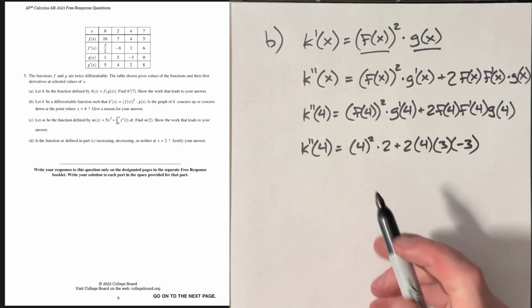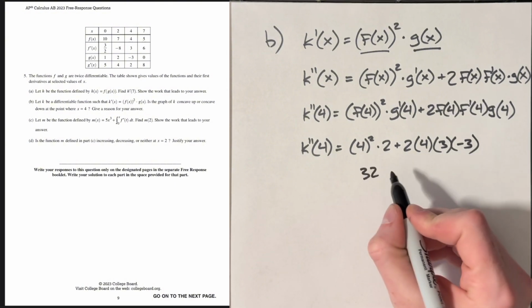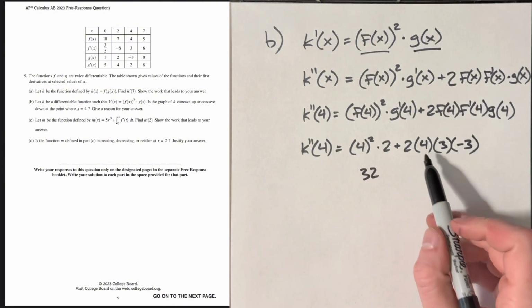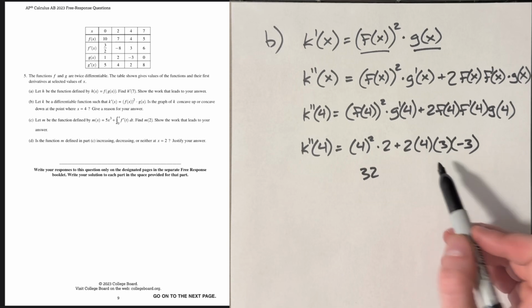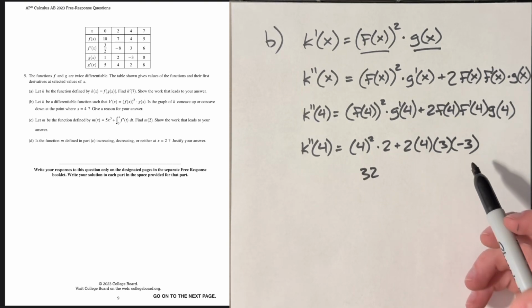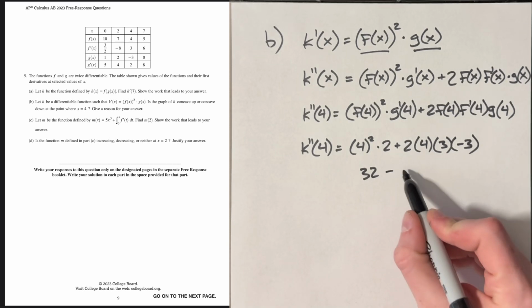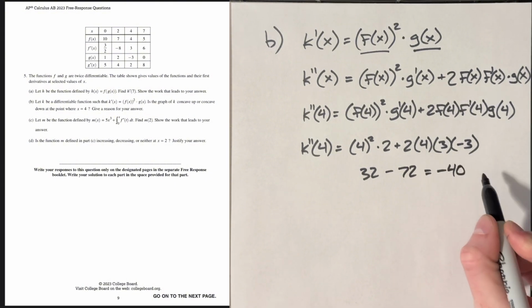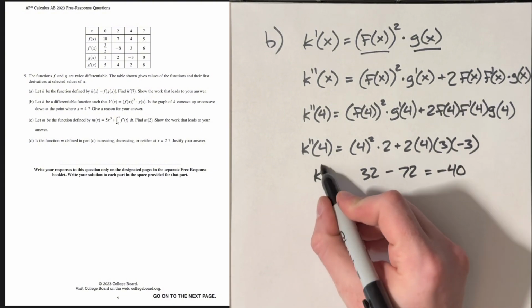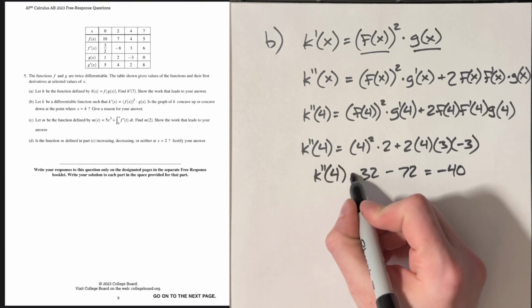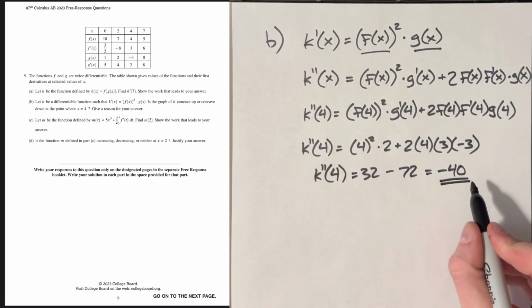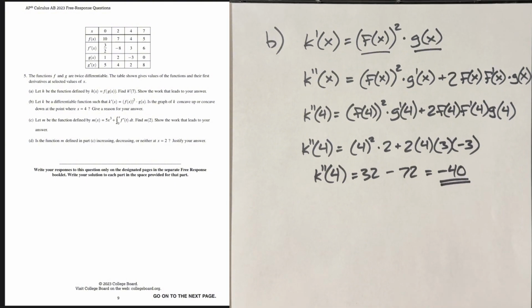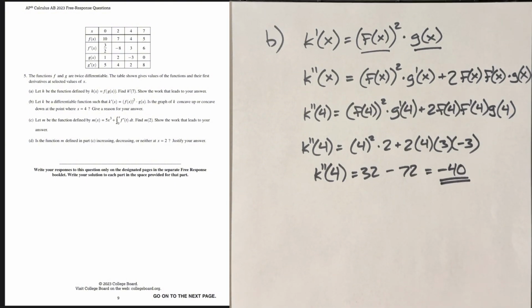4 squared is 16, times 2, we get 32. And then this will become 8 times 3, which is 24, times negative 3, which gives us negative 72. So our second derivative at 4 is equal to negative 40. Now, the question doesn't ask us for the second derivative. It asks whether it's concave up or concave down.